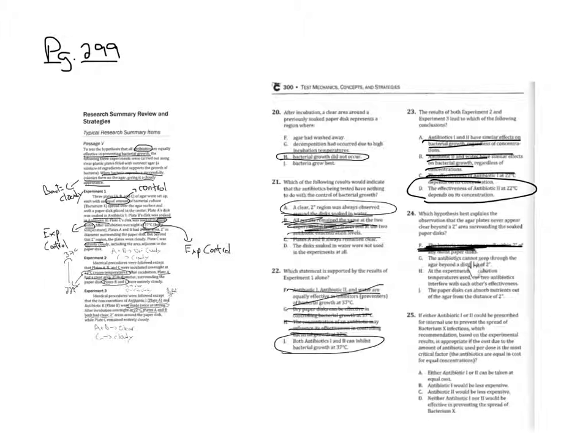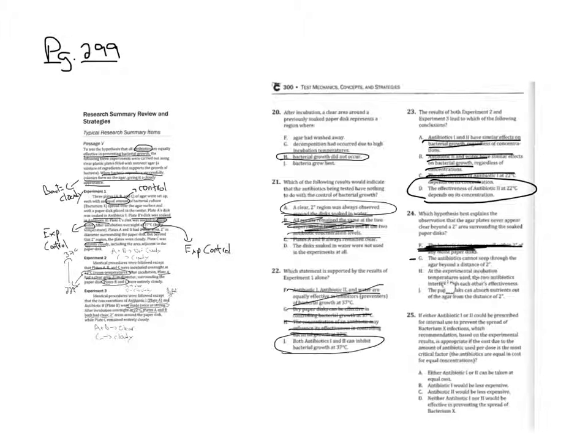G says the antibiotics cannot seep through the agar beyond a distance of 2 inches. Well, since it was where the antibiotic was on discs A and B that it was not cloudy, this very well might be our answer. So G is probably our answer, but let's check H.